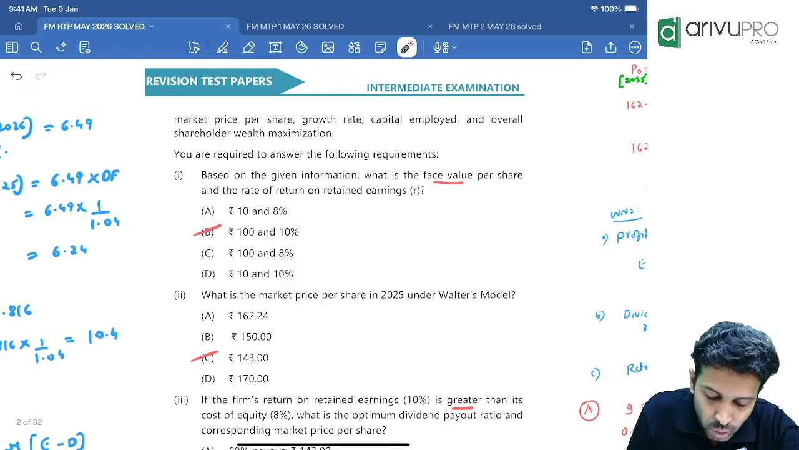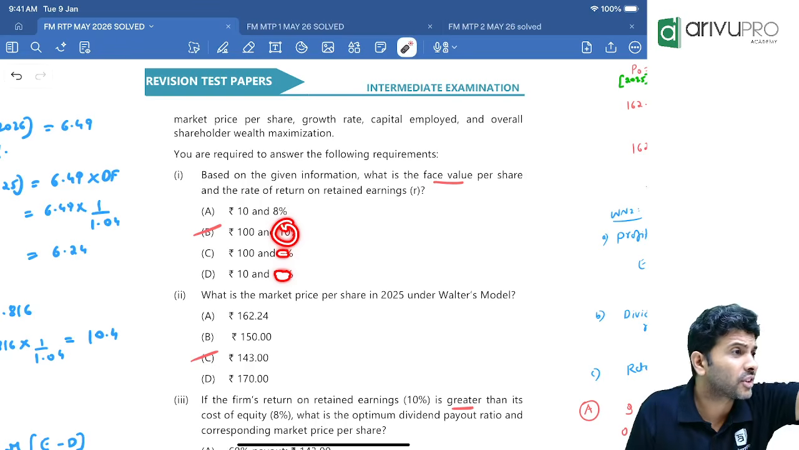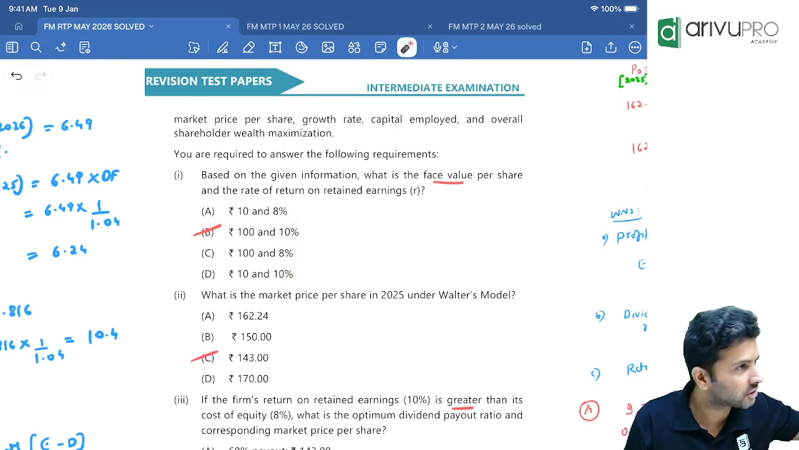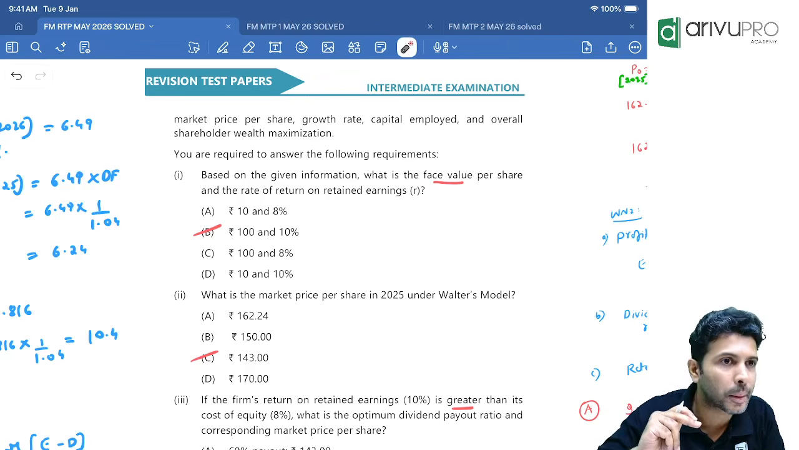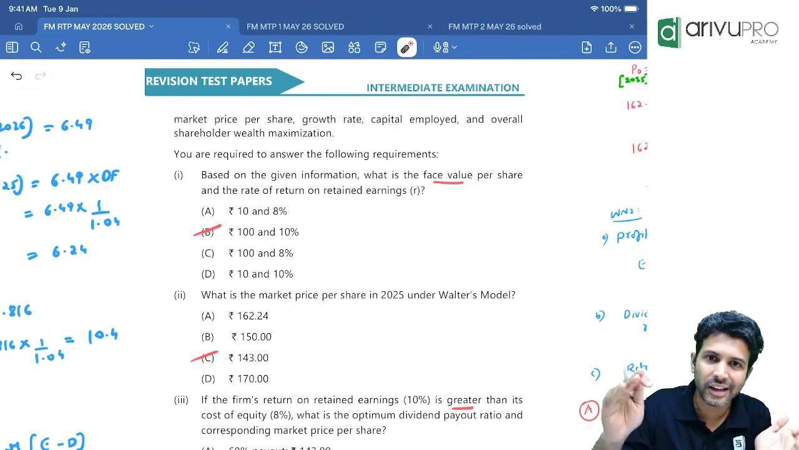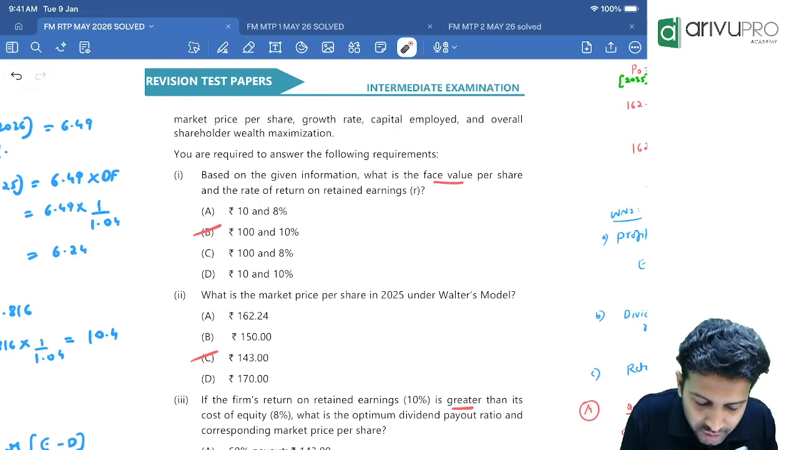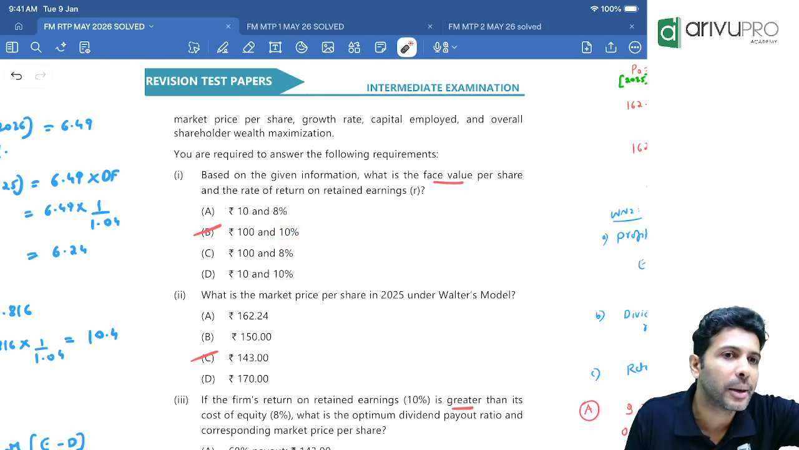Sometimes what happens is only one option will have 10%. So for the second one, do we have to solve it or directly select the answer? Directly select the answer and move on. Sometimes ICAI does that. So when one requirement is done, automatically look for the option. If that is the right option, select it. No need to even bother about the next requirement. Here there are two options with r as 10%. So the option will be either D or B.